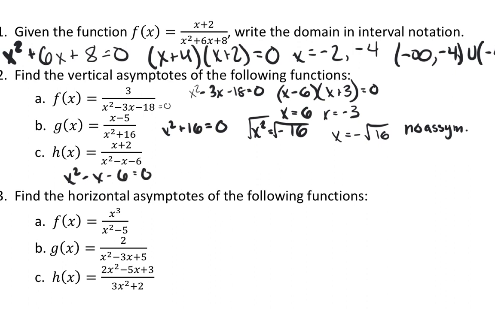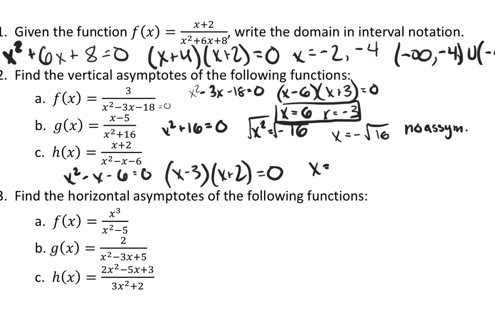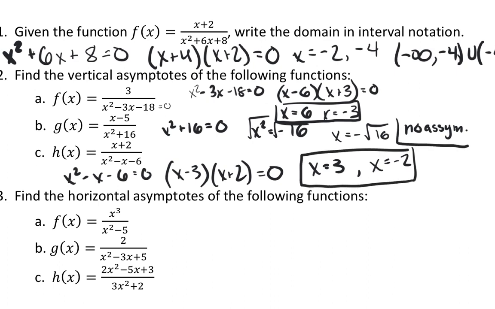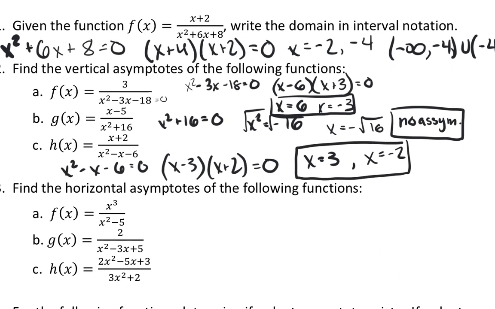All right, and then for the last one, same thing. We're just going to factor that into x minus 3 and x plus 2. That equals 0, so our asymptotes are x equals 3 and x equals negative 2. So there are all 3 answers for those problems.